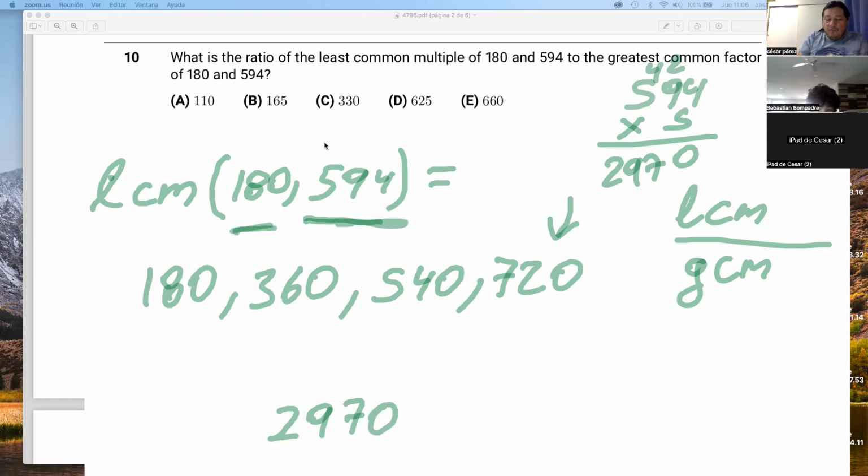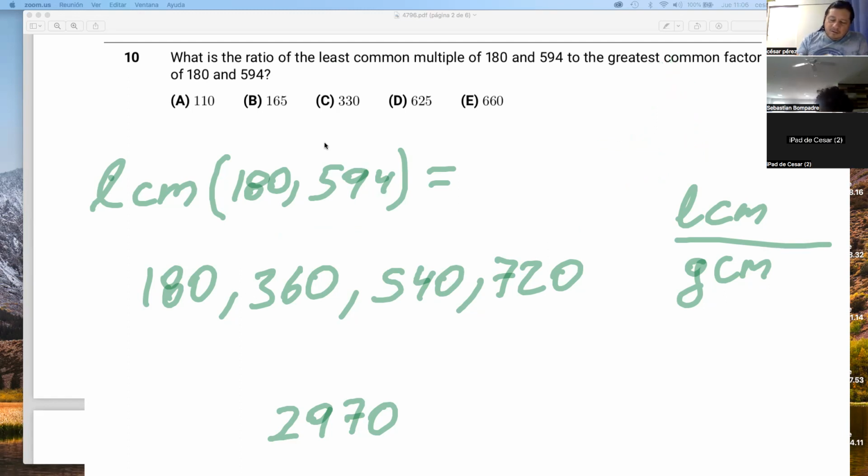We need to know if this is a multiple of 180. But this is a little difficult. Well, it's cumbersome. It's a lot of work. So there are ways for solving this. First, we are going to factor in prime numbers, this one. If you factor this, what do you get?